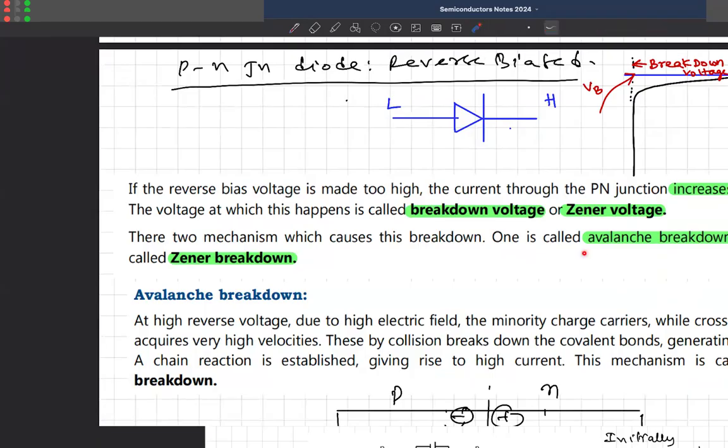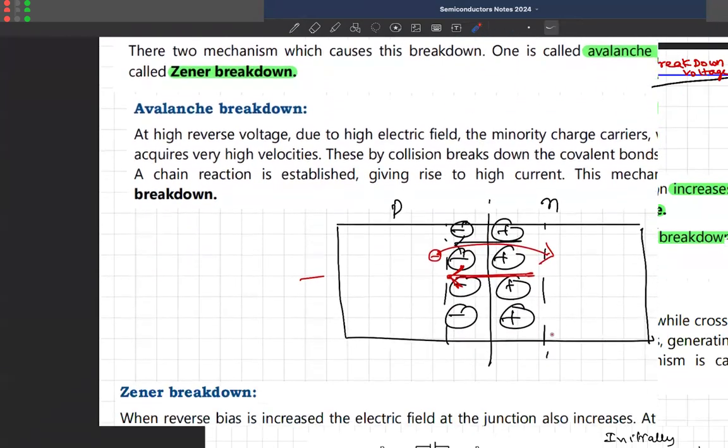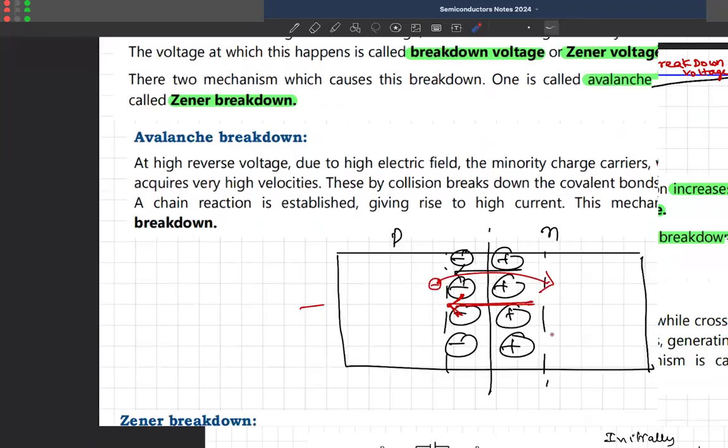One is avalanche breakdown and the other is Zener breakdown. There are huge differences between these two breakdowns. Practically, Zener breakdown is useful in our practical applications. Avalanche means which is not in our control.